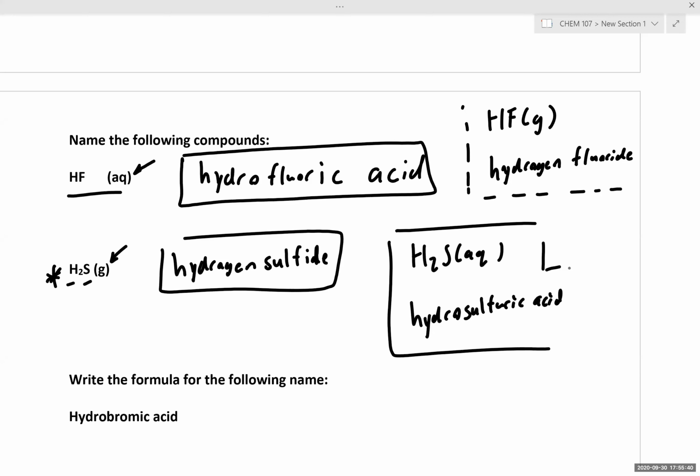Do these examples make sense to everyone? Is everyone comfortable so far?